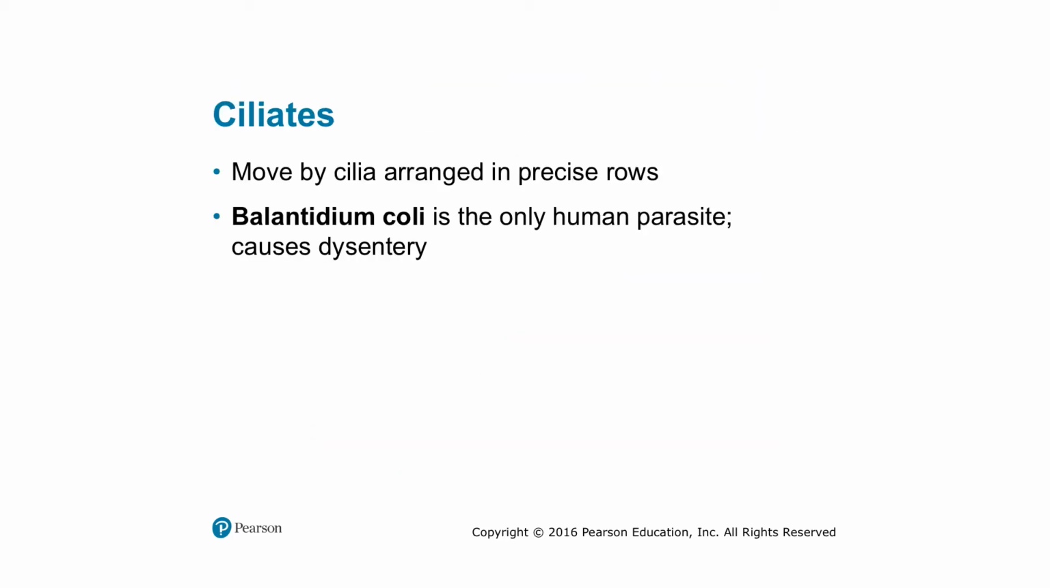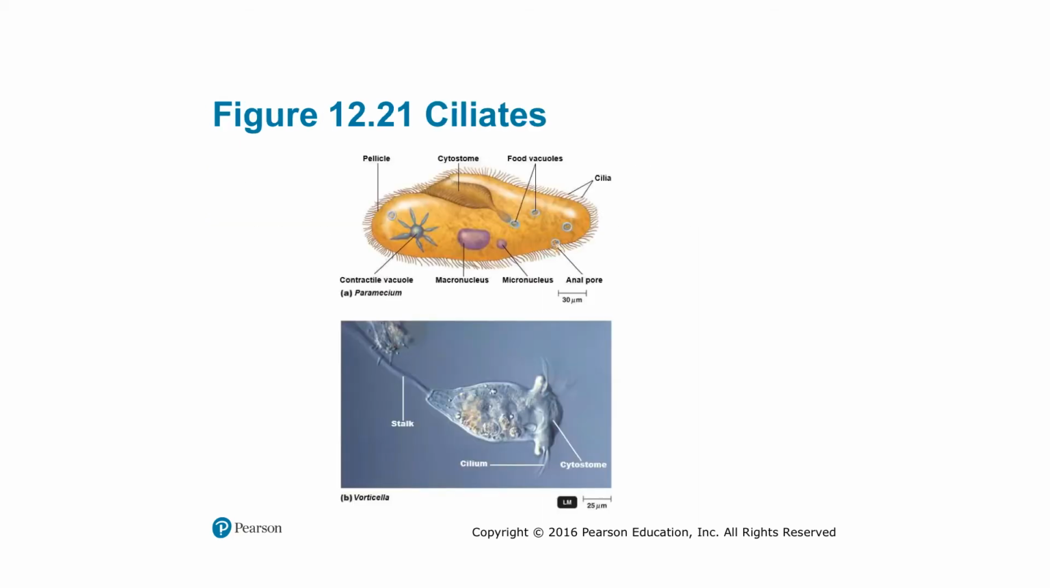So ciliates, these are going to move by cilia arranged in precise rows, like the Balantidium coli, which is the only ciliate that is a human parasite, and this causes dysentery. And so here you can see this particular one, this is Vorticella, and then the paramecium is there at the top. So it's covered with these rows of cilia, and it has specialized structures for ingestion called the cytosome.